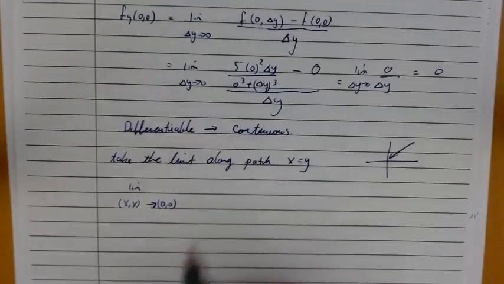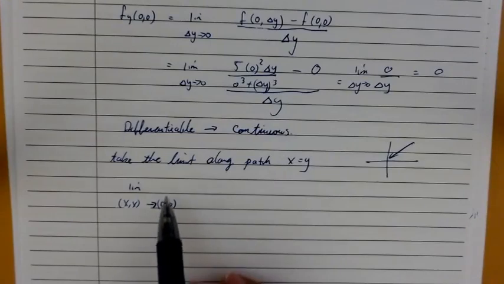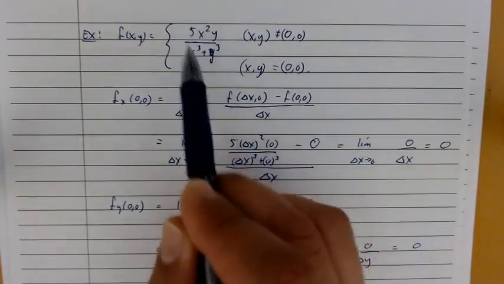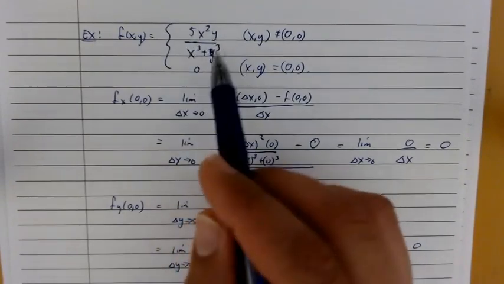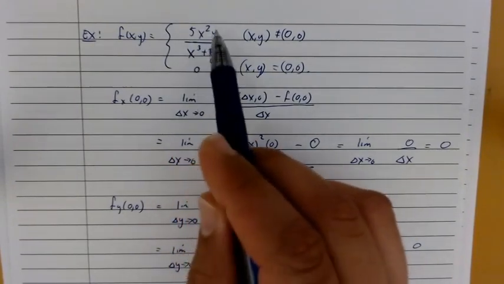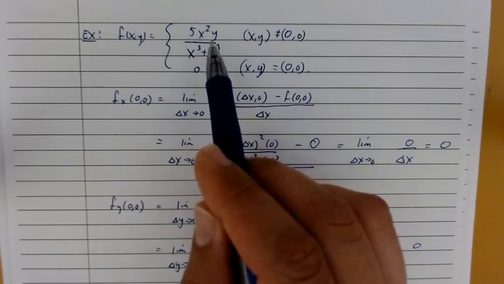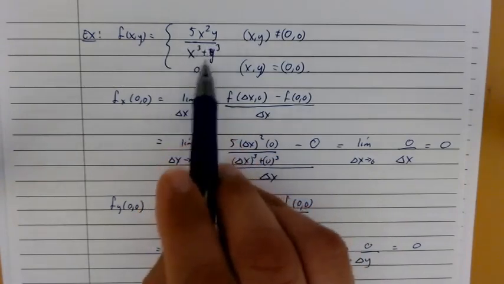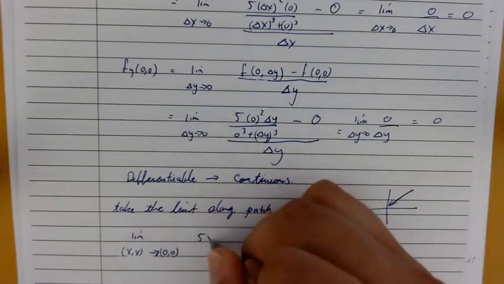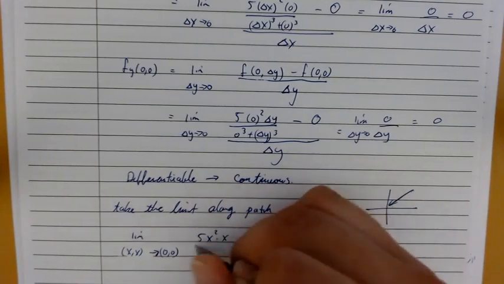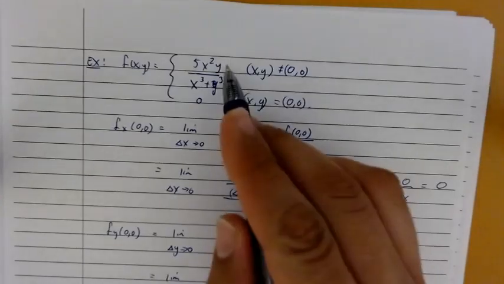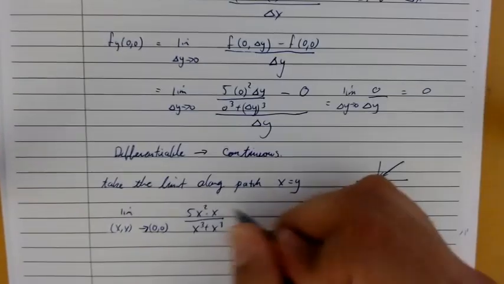Now here, my function is not at the origin. It's approaching the origin, but it's not at the origin. So that means I don't have this one, which means this is the one I'm using. Let's go ahead and take the limit as (x, x) approaches (0, 0). Notice that since we have (x, x), all of these y's are also x's. So that's going to be 5x squared times x over x to the third plus x to the third. I replace that y with an x and that y with an x.